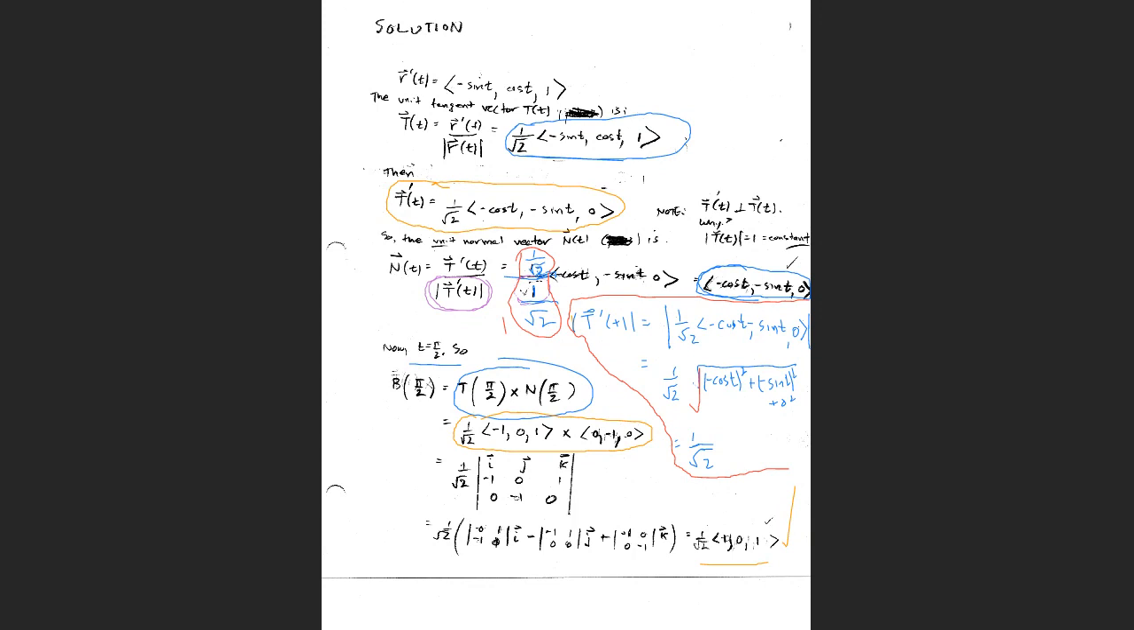So this binormal vector, okay, it is the vector that is perpendicular to the plane containing those unit tangent and normal vectors. And it turns out that the binormal vector itself has length 1. Let me show you why on the next page here.